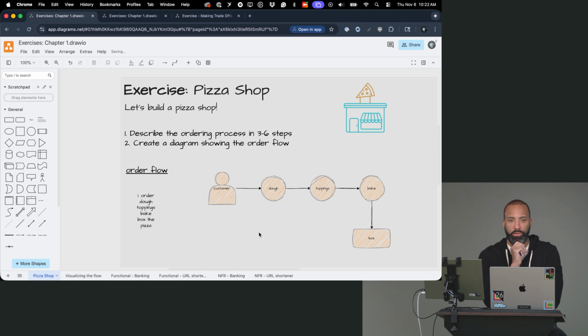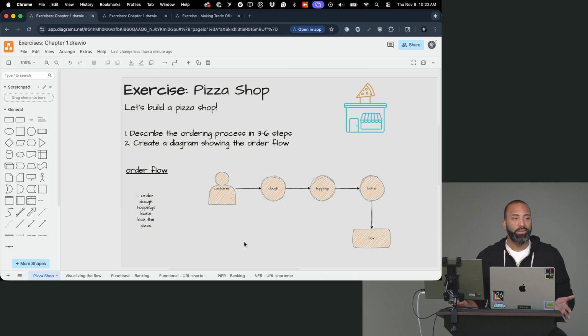Does your diagram look different? Yeah? Is that okay? Yes, it is okay. And that was the purpose of this exercise: one, let's get familiar with drawing tools. Two, let's understand that we're all approaching something differently, because the instructions that I gave were pretty vague.